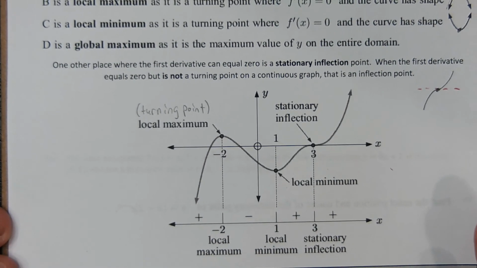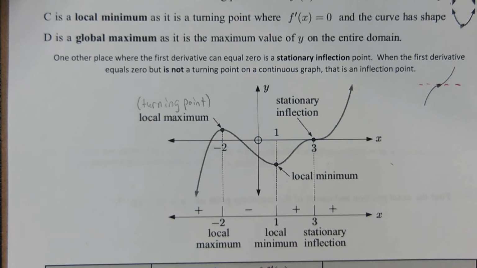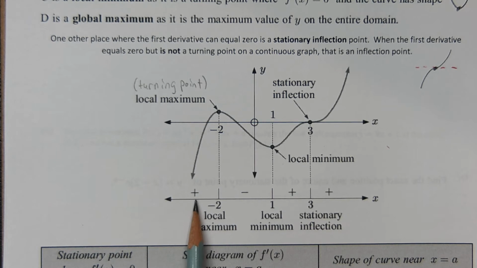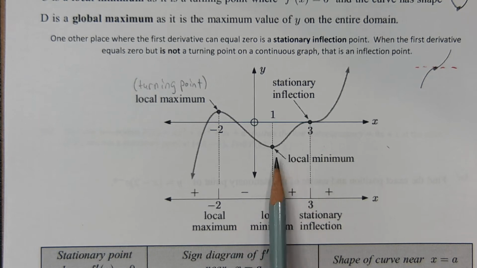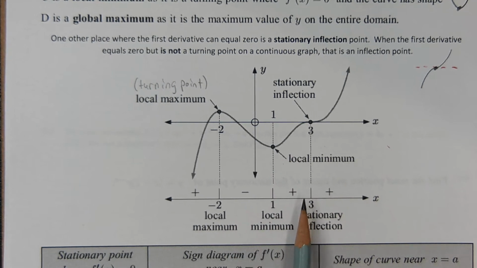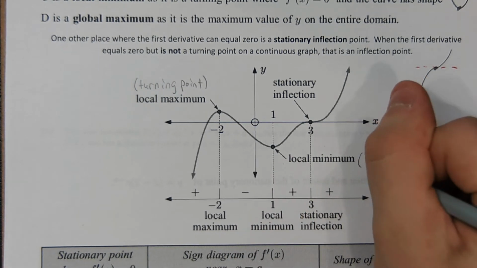Now down below, I have the sign diagram that matches up with this curve showing you its slopes. You see the slopes to the left of -2 were positive, and the slopes to the right of -2 were negative. This point is the place where the graph stopped decreasing and then started increasing, negative slopes to positive slopes. It is a local minimum, but it is also a turning point.